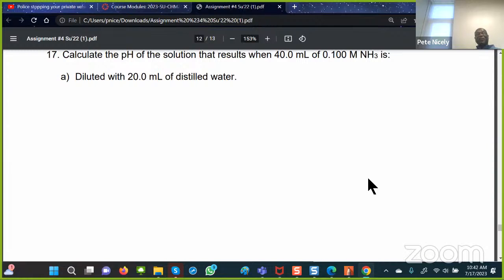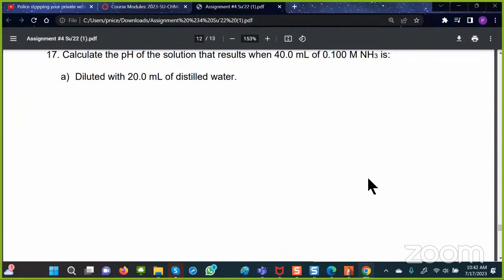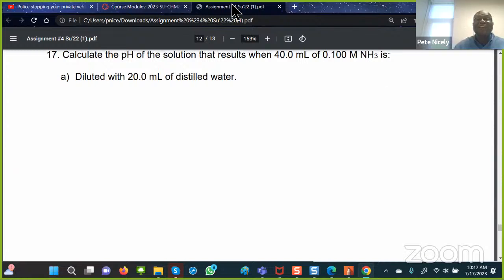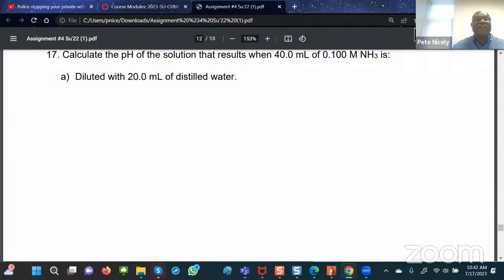They gave you the volume, they gave you the molarity, and the question says you're adding 20 mL of water to this solution. So what would be the first thing you would do in order to get the pH of the resulting solution? Would you use the dilution formula to calculate the second molarity? Very good. So let's do that. Hold on. Let me bring my pen here. Okay. So how would you do that?